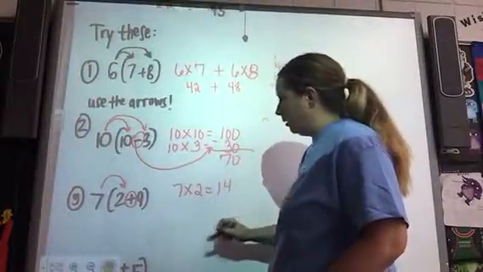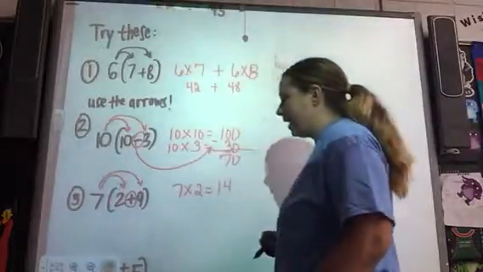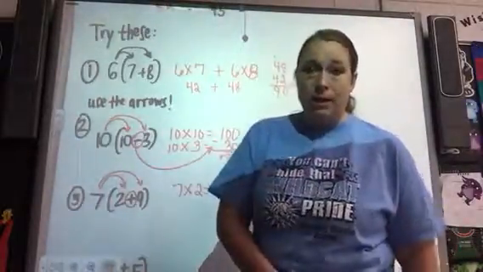14. Now we make another fancy arrow. 7 times 9. If you don't know your 9s trick, here's how it works.